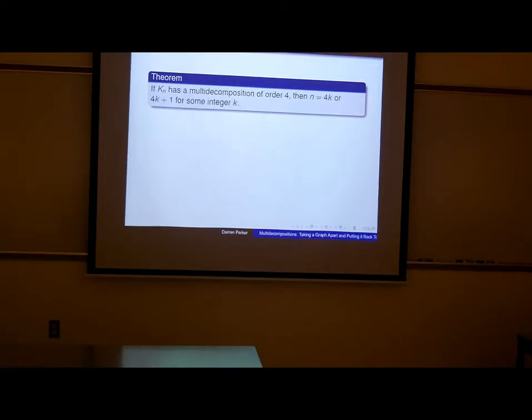So here's the sort of half theorem we get. If you have a multi-decomposition of order 4, then n is either 4k or 4k plus 1. Right, so let's look at the multiples of 4. Let me see, so K4 is the easiest one.